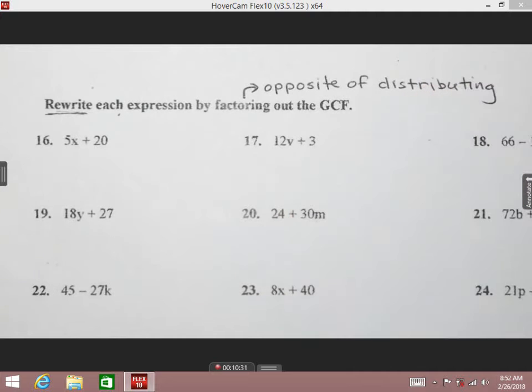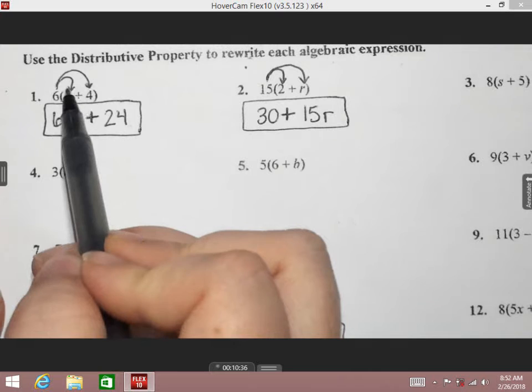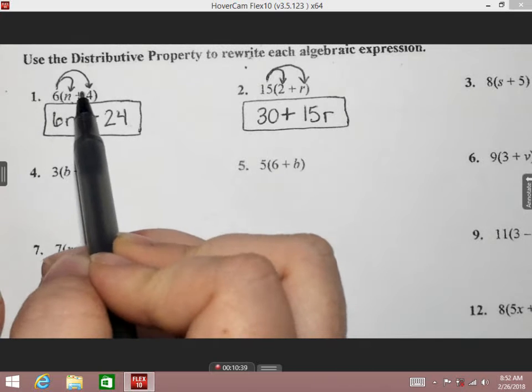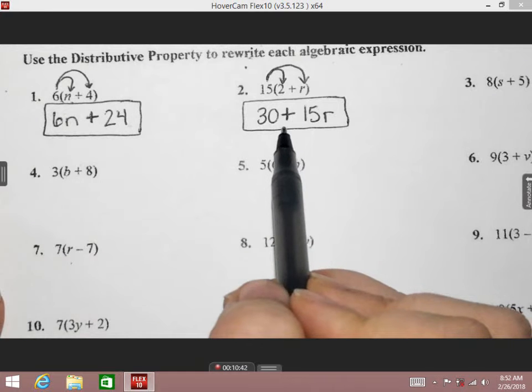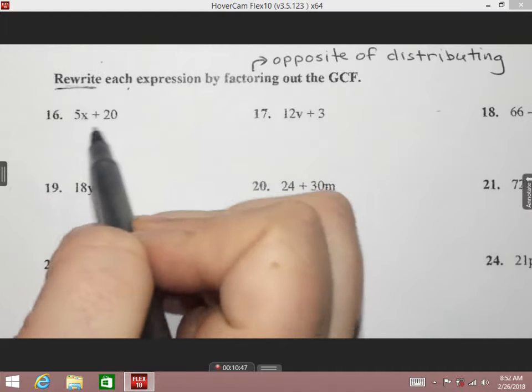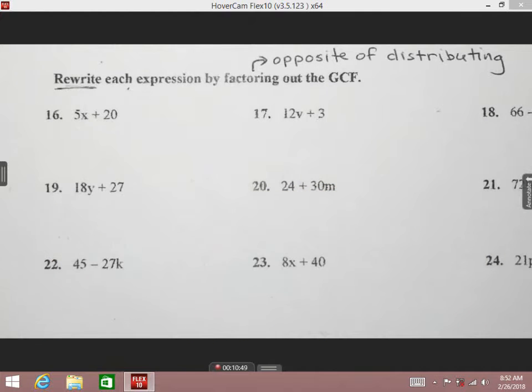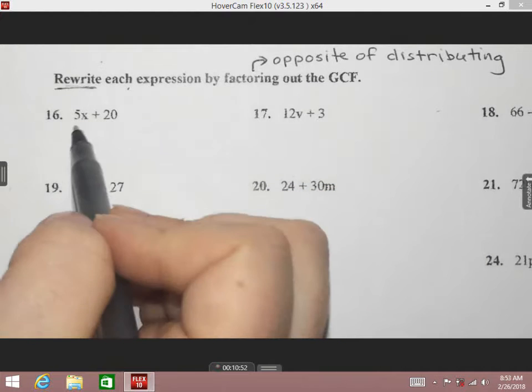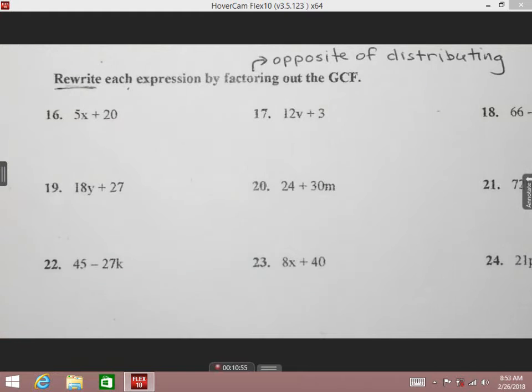Okay? So I'm going to go back up for just a second and show you what I'm talking about. On number 1 and 2, I had a problem that had parentheses and I made them go away, correct? This time I'm going to take a problem that does not have parentheses and I'm going to put them back. All right? This process is going to be really important as you progress in solving equations. In 8th grade and 9th grade, factoring is going to be super important. This is the framework for it. This is our foundation.